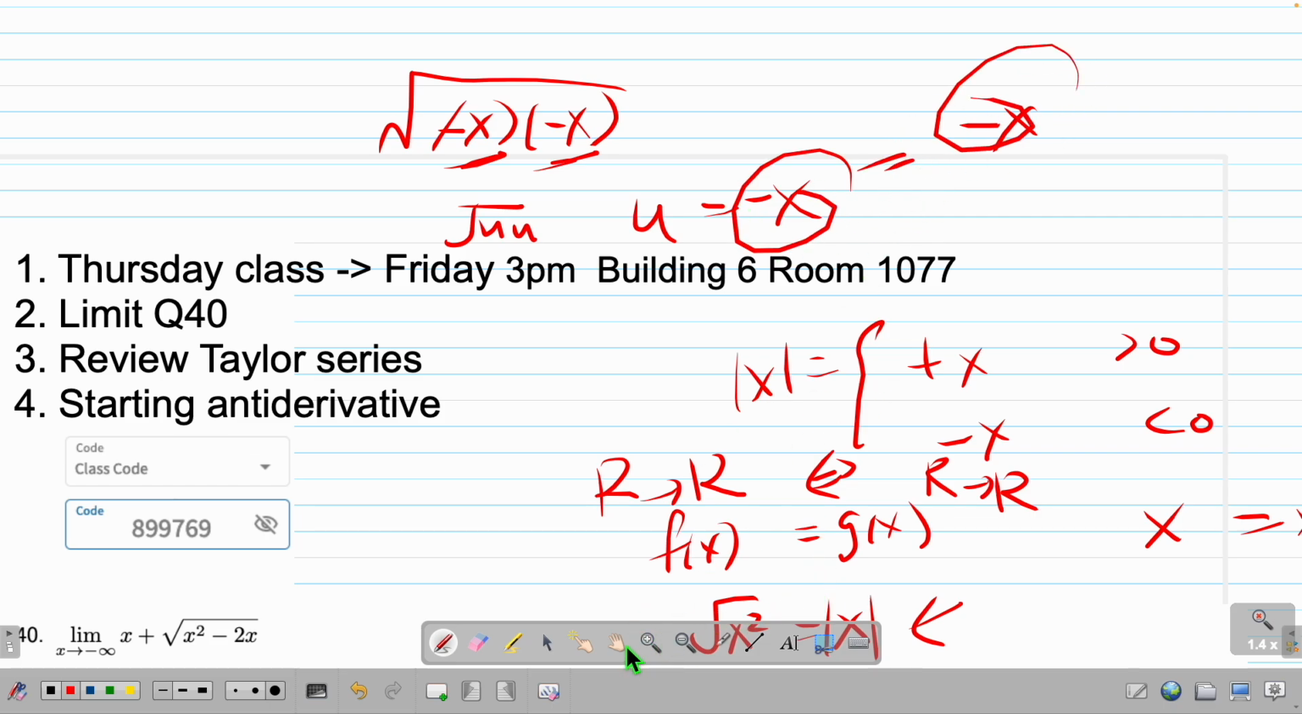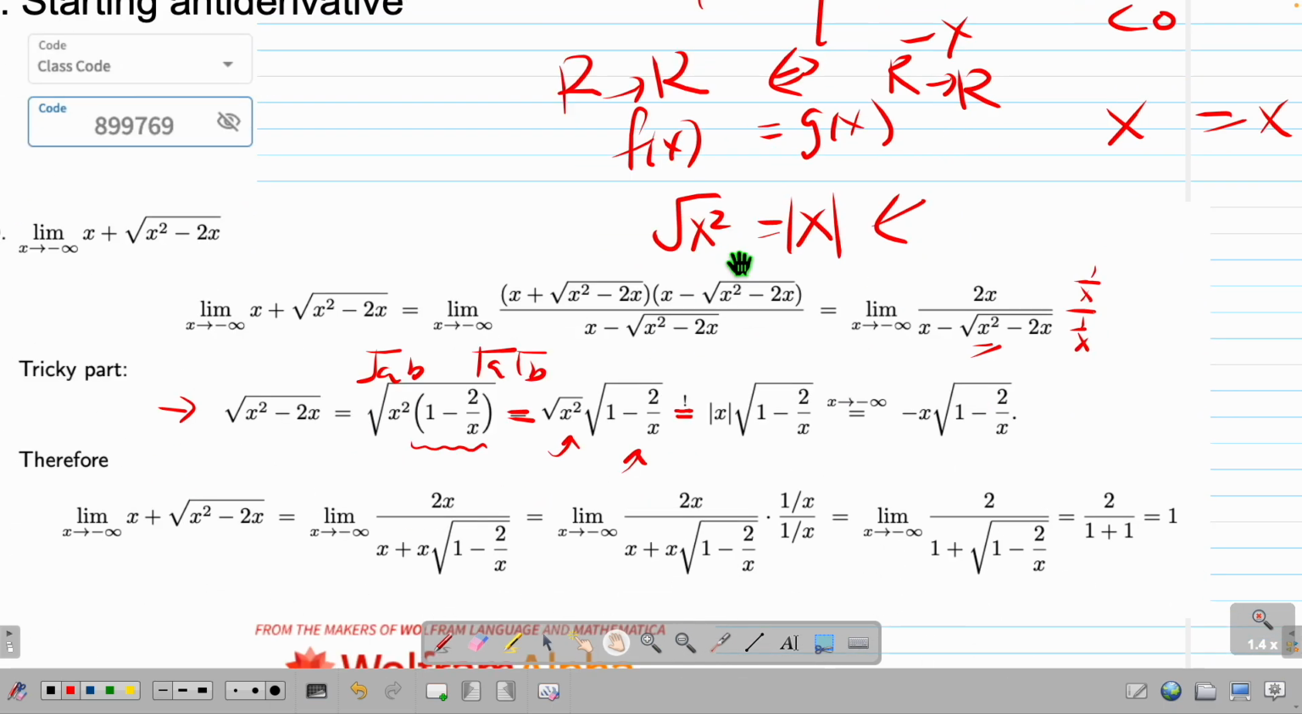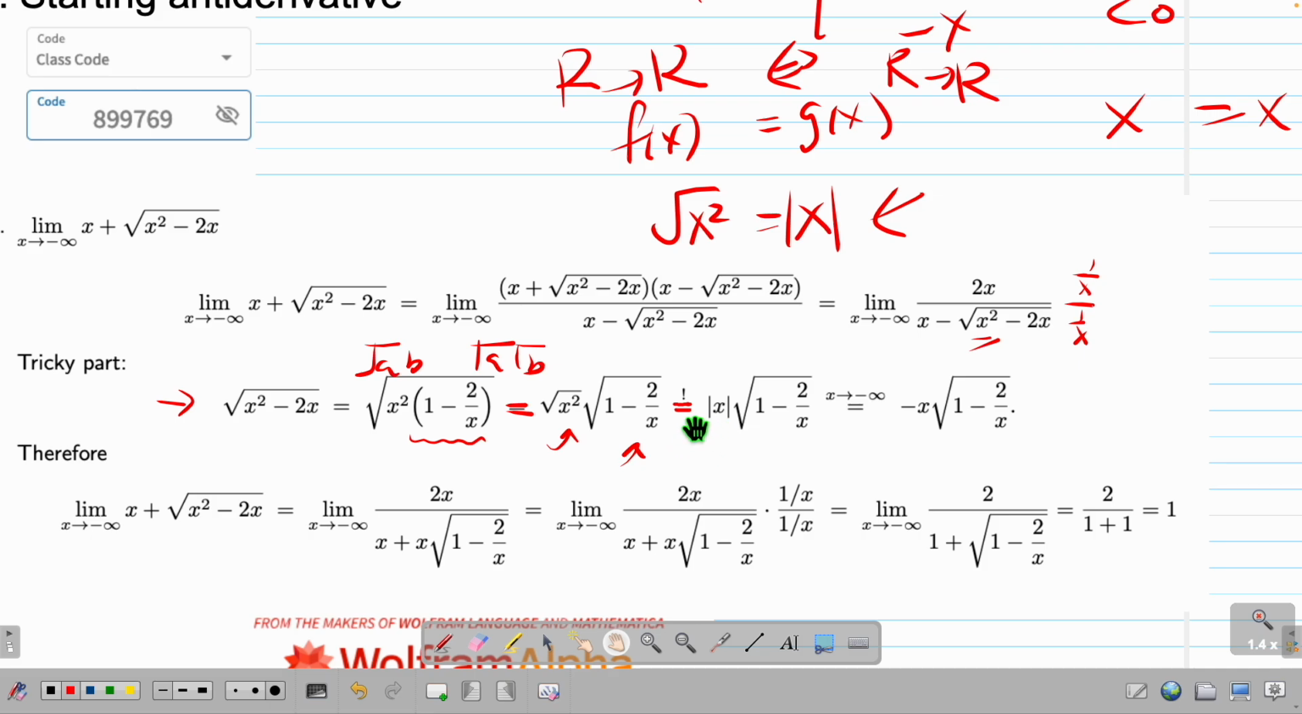So this is saying what? This guy actually is not x, it's absolute x. So therefore this exclamation mark means that this square root term is absolute value x. This is the first tricky point. The second tricky point is this is absolute value x.